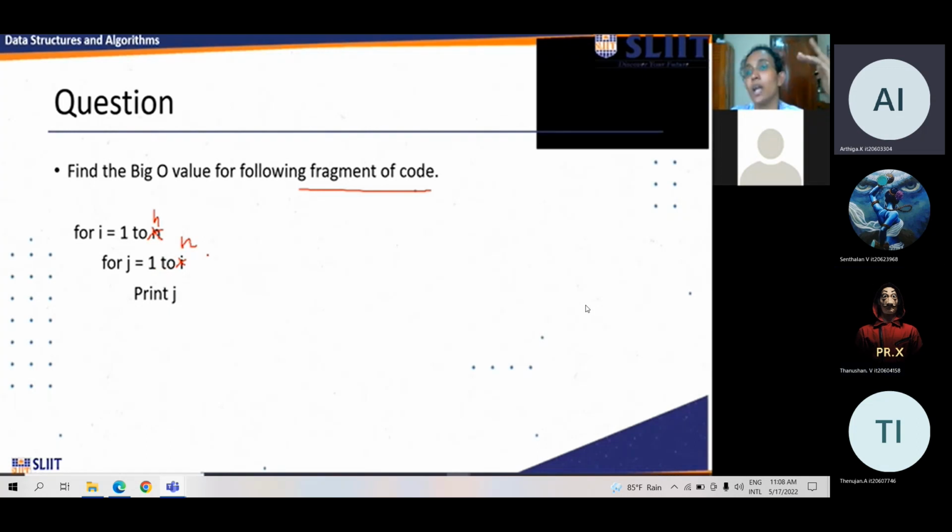If you don't know it, and you have a for loop with an inner and an outer loop, for each outer loop iteration, the inner loop is also iterating. So the total number of iterations will be n into n. For each outer loop iteration, the inner loop is also iterating, which means the total number of executions will be n into n, which is n squared. So you can say that the big O value is also n squared.